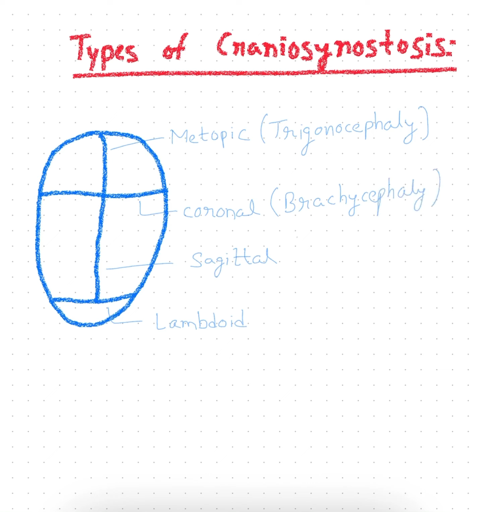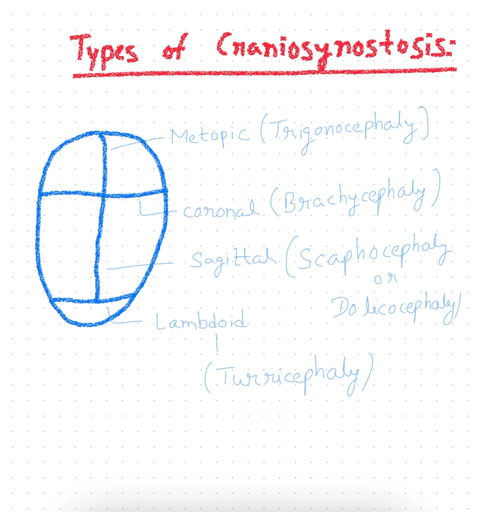Premature fusion of the sagittal suture is known as scaphocephaly or dolichocephaly. And premature fusion of the lambdoid suture is known as turicephaly. So firstly we will discuss trigonocephaly.